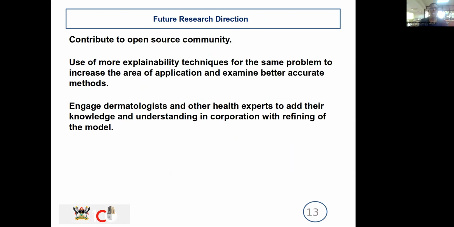The future research direction, we're looking forward to contribute to open source community or use more explainable techniques for the same problem to increase the area of application and examine more accurate methods. Engage dermatologists and other health experts to add their knowledge and understanding in cooperation and refining of the model.